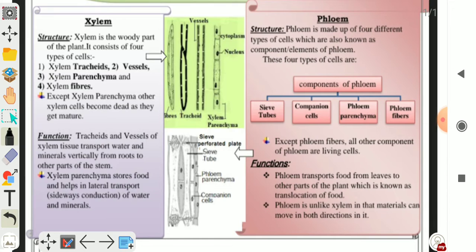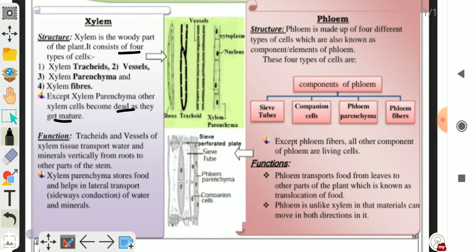Xylem is made up of 4 types of different cells. Xylem is the woody part of the plant and it consists of 4 types of cells. First one is xylem tracheids, second one is vessel, third one is xylem parenchyma and fourth one is xylem fiber. Except xylem parenchyma, other xylem cells become dead as they mature.